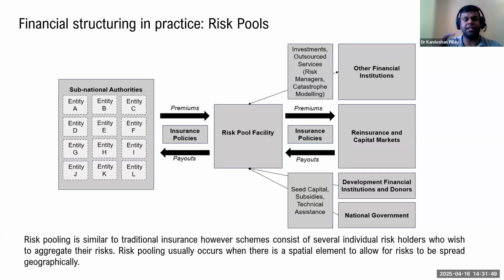Typically, because risk pools that are focused on catastrophes have a public service element, they also receive seed capital from donors. They also may receive subsidies from development financial institutions and national government. National government could also play a role as an insurer of last resort. So those are roles that different parts of the financial sector may play in bringing a risk pool to fruition.